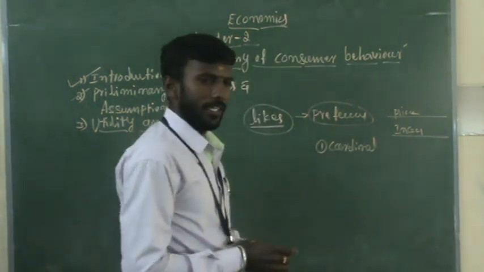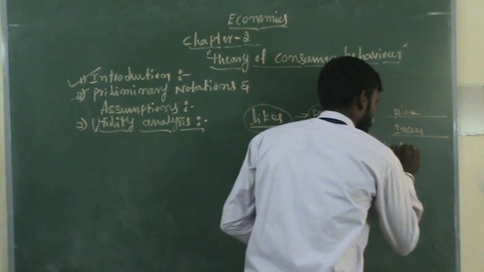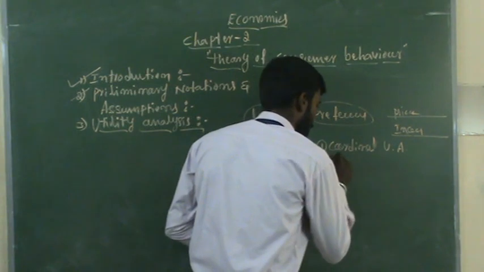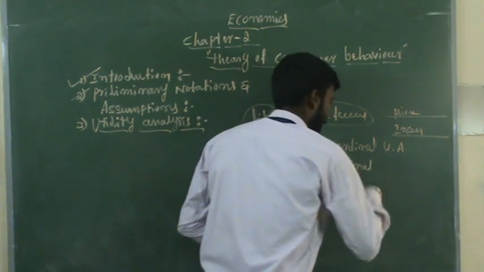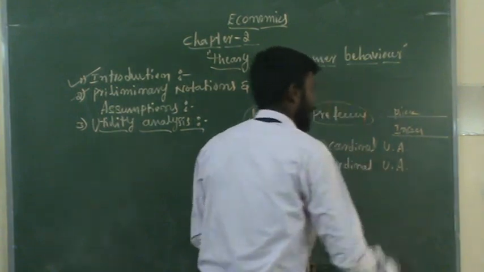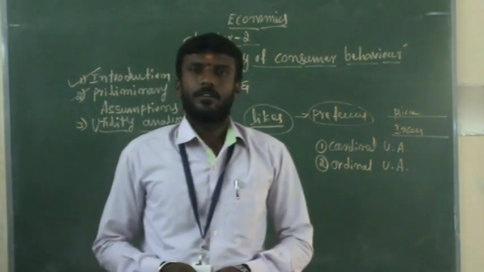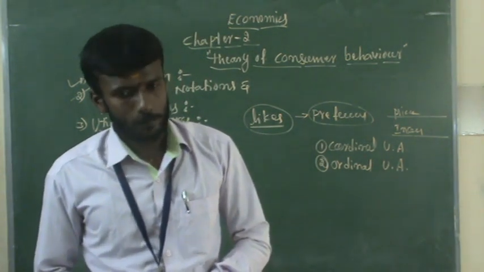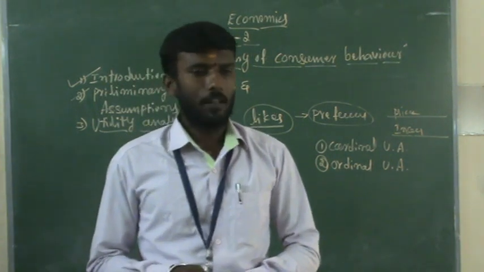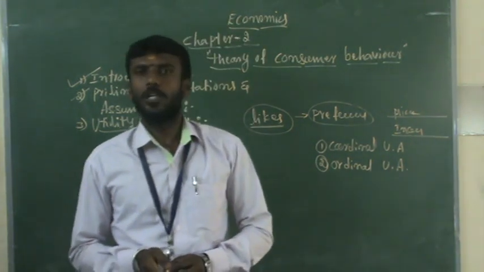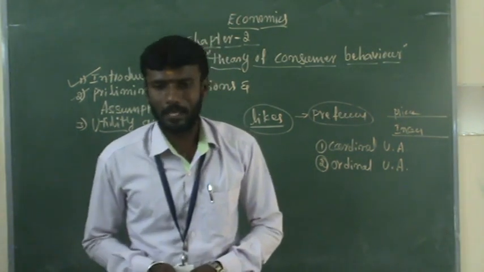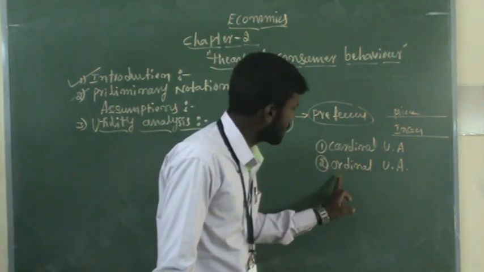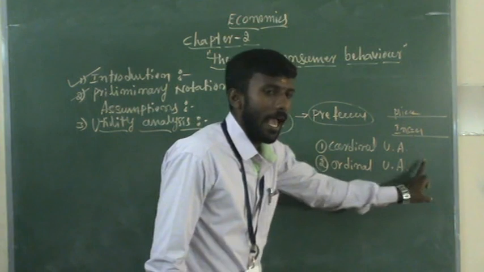the first one is cardinal utility analysis and another one is ordinal utility analysis. See students, once again I repeat, this second chapter presents two different approaches, two different analyses to explain consumer behavior, such as the first one is cardinal utility analysis and another one is ordinal utility analysis.